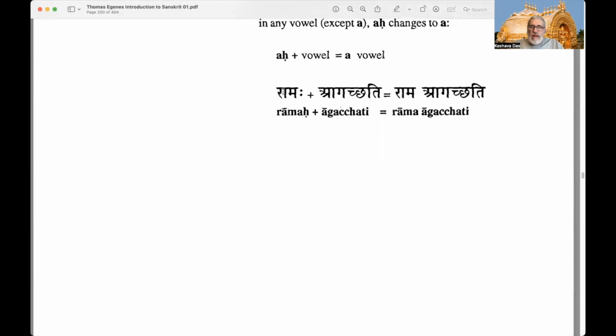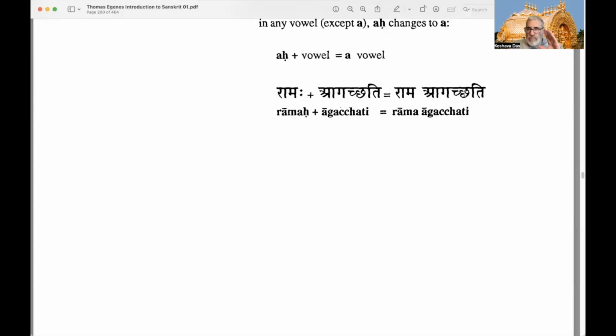So the example in Devanagari is Ramaha agachati. So what have we got? Agachati here begins with a long a. So it's not a short a. So it belongs to that category of all vowels which are not short a. So we have the short a Visarga in Ramaha, followed by the long a in agachati. So then the Sandhi rule makes the Visarga disappear. Nothing else changes. The Visarga just drops. And so Ramaha agachati becomes Rama agachati.